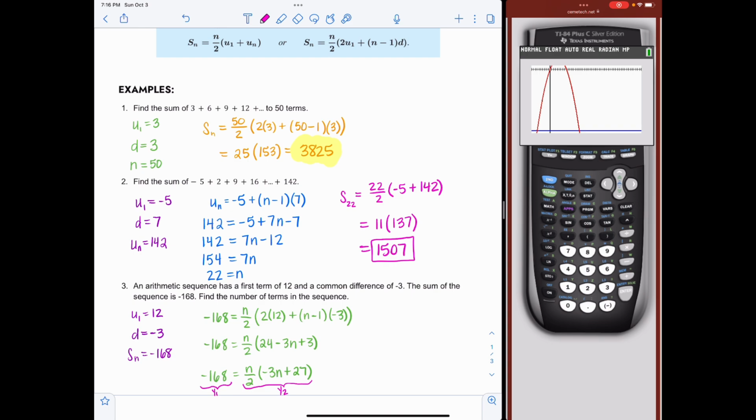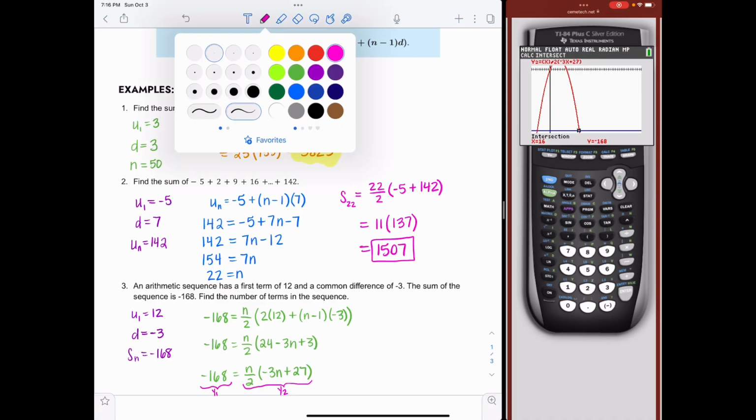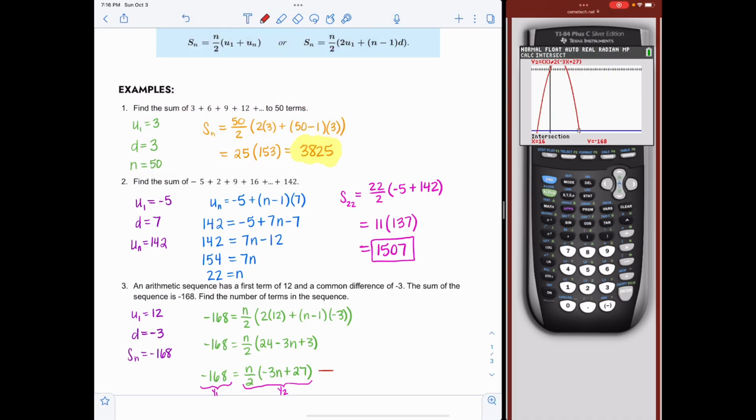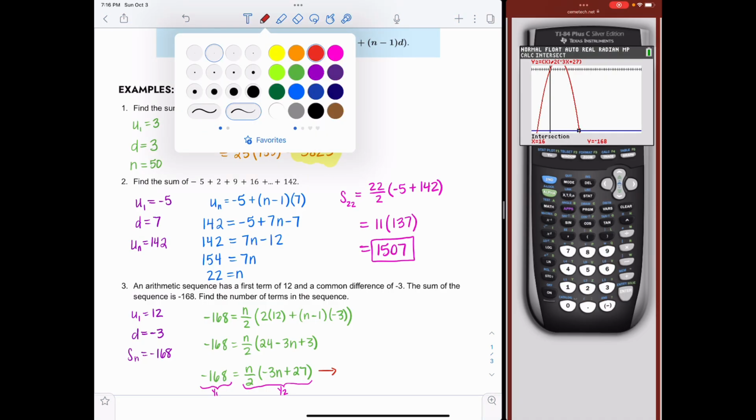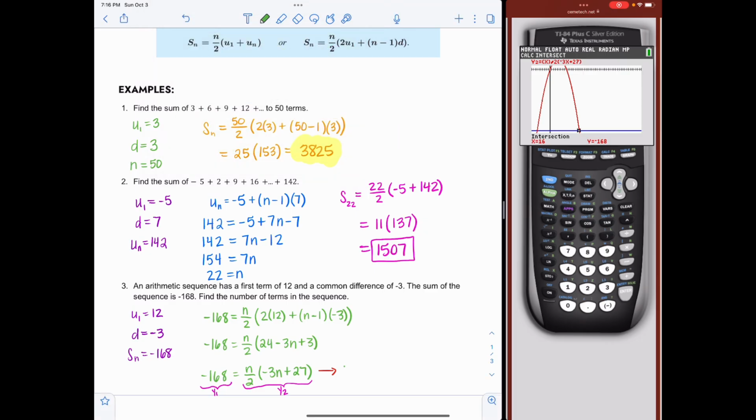So now I see that there is an intersection over there. And in order to find it, I'm going to press second trace, number 5. And I'm going to get as close as possible to this intersection. And I'm going to press enter 3 times. And once you do that, we end up seeing that n will be equal to 16. So the number of terms is 16.